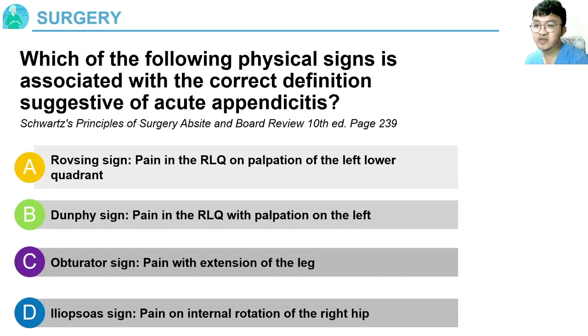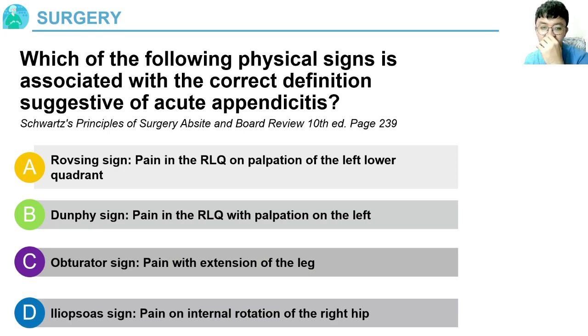Next, which of the following physical signs is associated with the correct definition suggestive of acute appendicitis? Is it A, Rovsing sign, pain in the RLQ on palpation of the left lower quadrant? B, Dunphy sign, pain in the RLQ with palpation of the left? C, obturator sign, pain with extension of the leg? Or D, iliopsoas sign, pain on internal rotation of the right hip? So which one is correct?